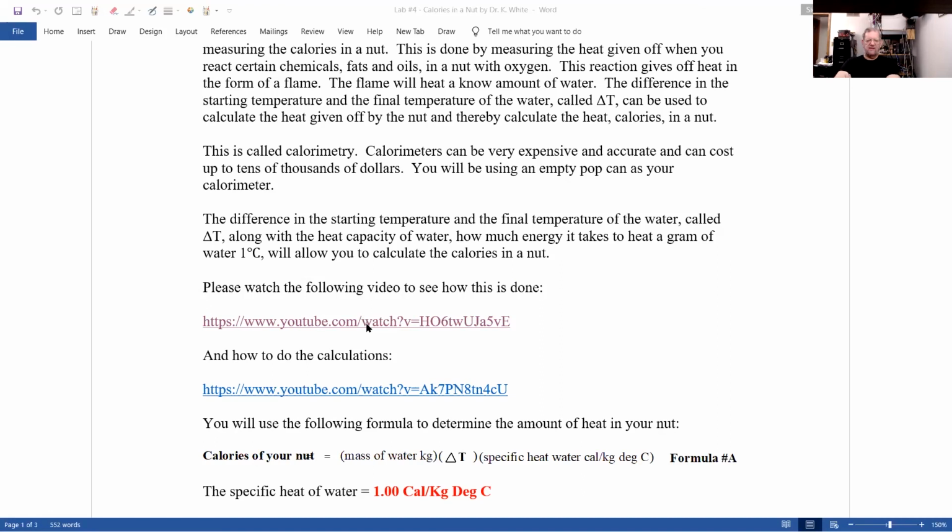Go ahead and place a thermometer into the can and let the thermometer adjust to the temperature. While it adjusts, I'm going to take the mass of my food source, which is a peanut. The mass of my peanut is 0.5 grams. You need to record that into your data table. The temperature of the water in my can is 24 degrees Celsius. Very carefully place your food source onto the pin.